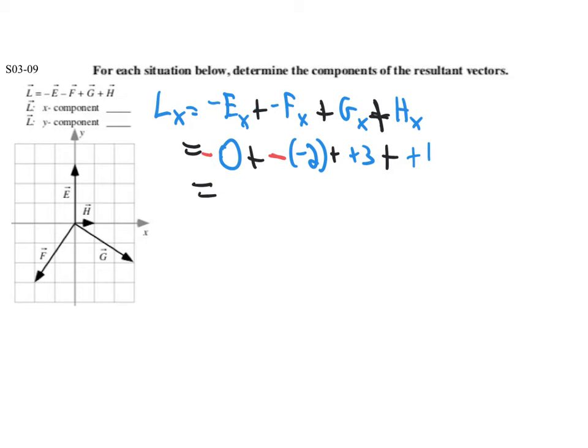So we have minus 0 is 0, minus minus 2. So this is plus 2, plus 3 is 5, plus 1 is 6. And then we can do the same sort of thing for the Y.